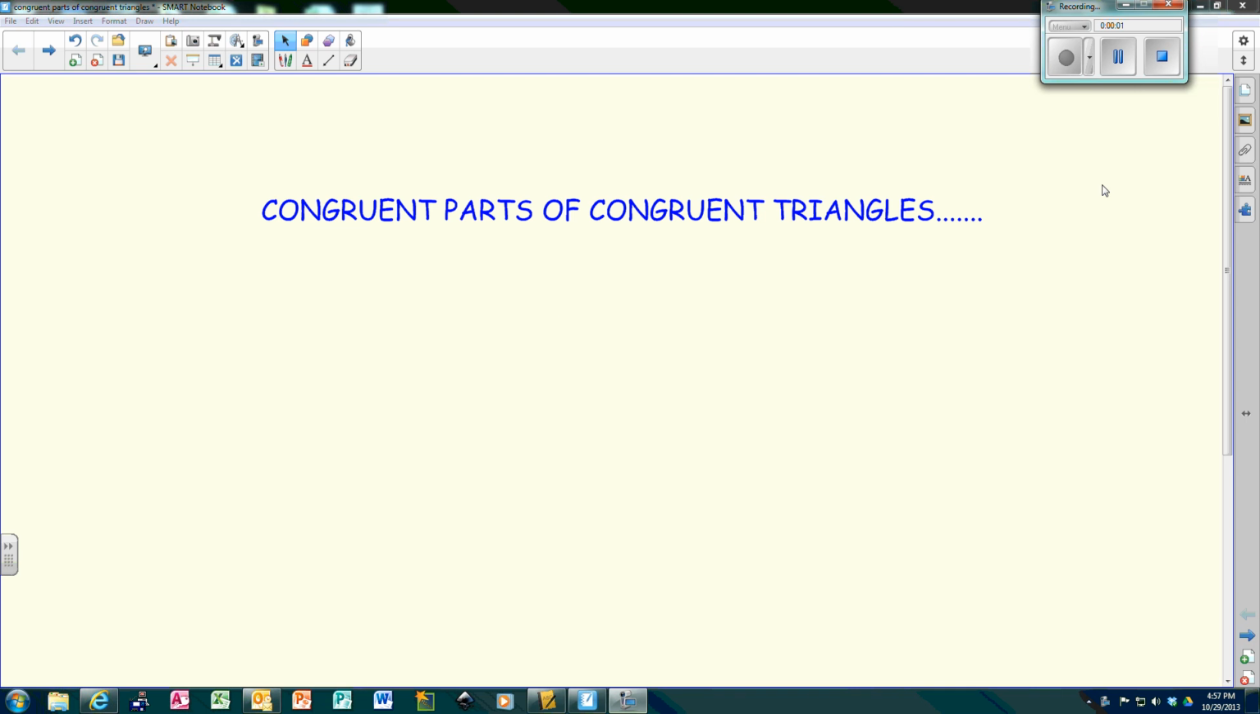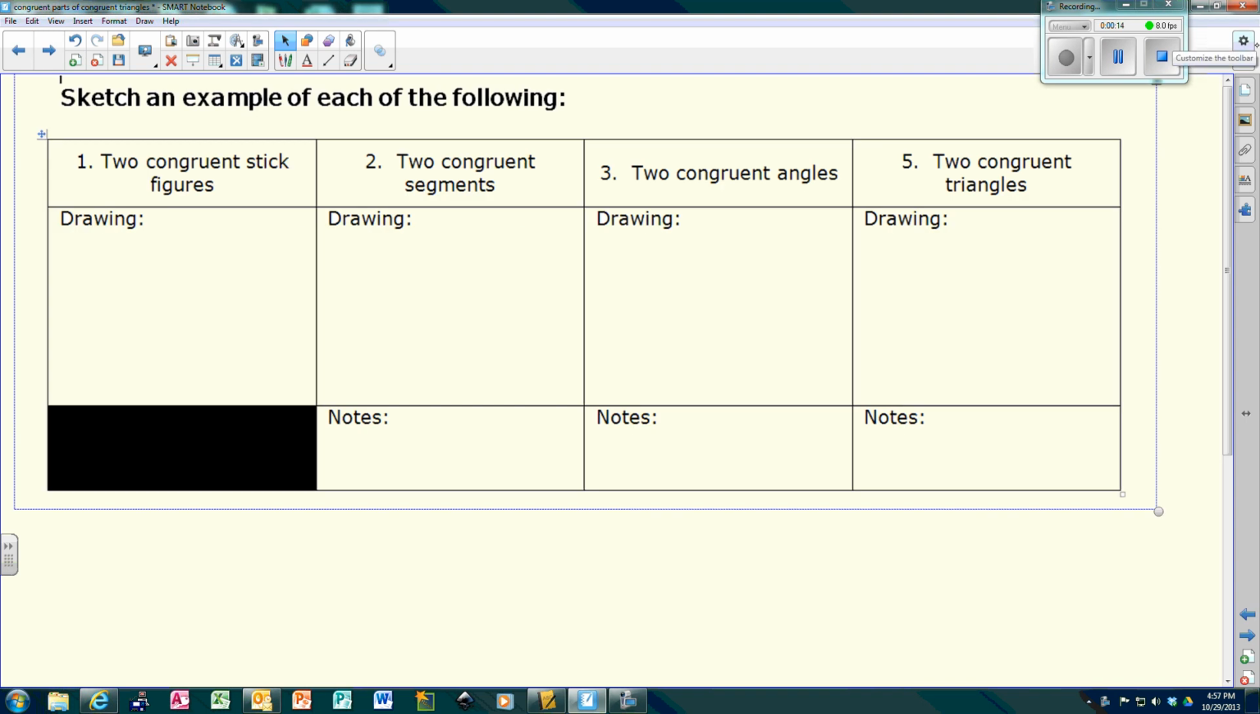Hello everyone. Today we are still working with triangles. Remember, we're going to be doing that for a while. Today we're going to talk about congruent parts of congruent triangles. So let's look at what that might mean.